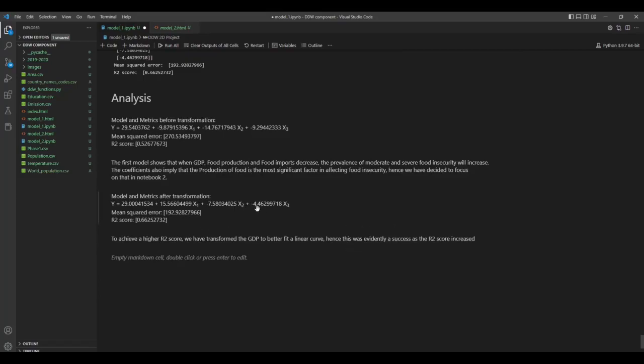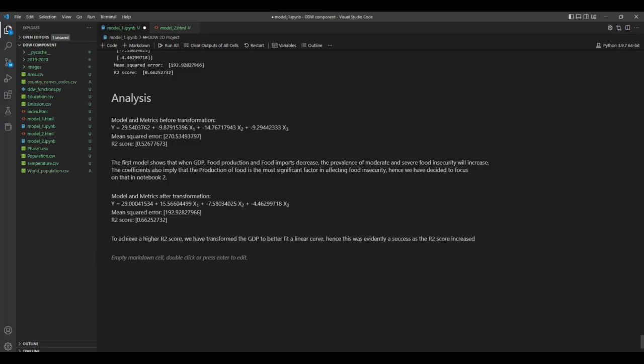So for analysis of the first notebook, the first model shows that when GDP, food production, and food imports decrease, the prevalence of moderate and severe food insecurity will increase. The coefficients also imply that production of food is the most significant factor in affecting food insecurity. Hence, we chose to focus on that in Notebook 2, which Chi-Xiang will be going through. And then we achieve a higher R-squared score in the second model, which shows that it's a better fit.